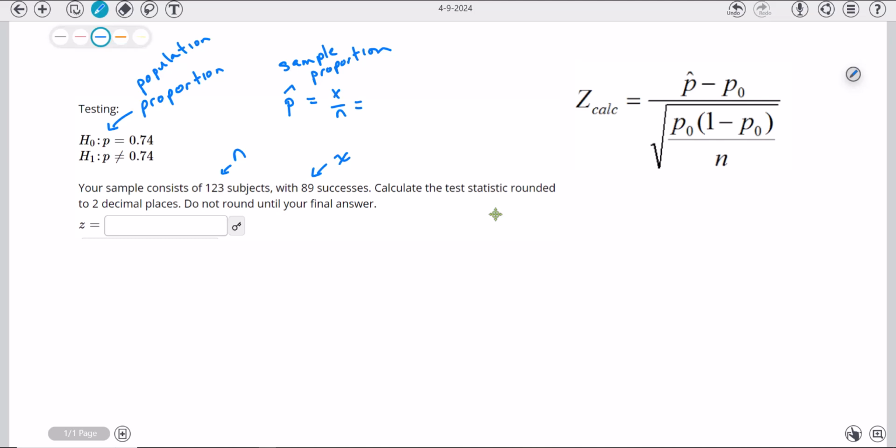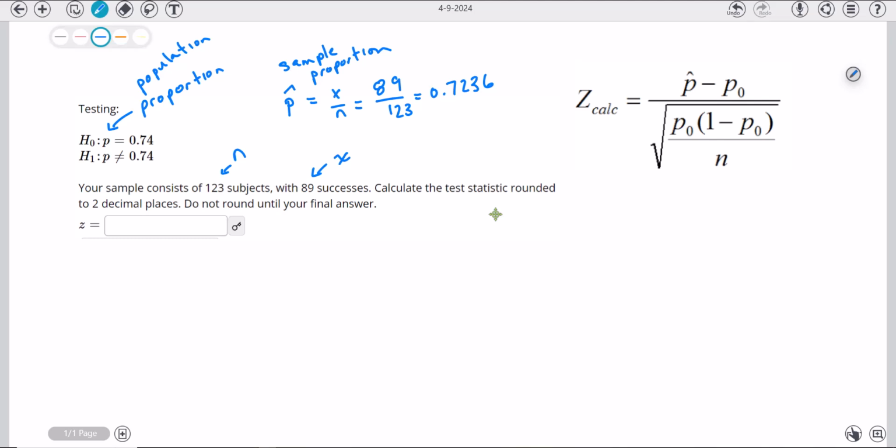So what percent, in this case, did they have successes? Well, that's 89 divided by 123. And I get 0.723, and I'm going to round it to 4 decimals to get enough decimals. Okay, so this is my P hat.